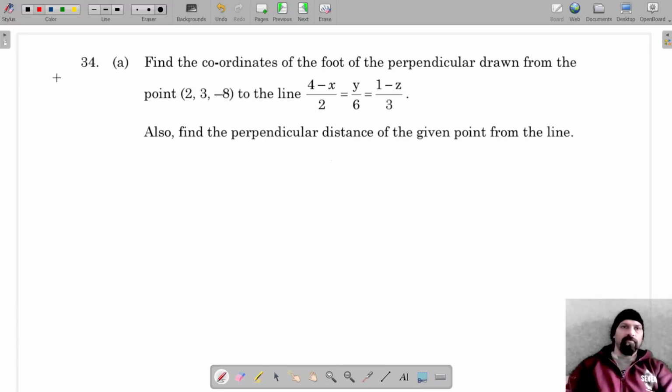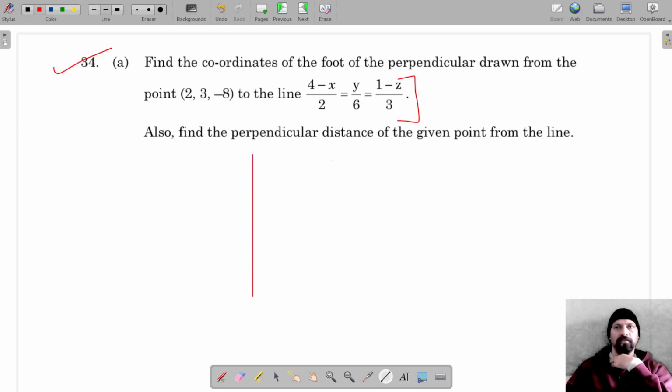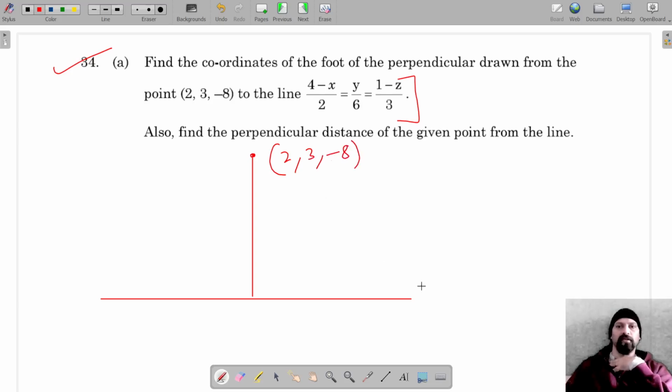Okay, for question number 34, part A, we have to find the coordinates of the foot of the perpendicular drawn from the point (2, 3, -8) to this line. The equation of the line is given in the Cartesian form. So let's visualize this problem first. Let's say this is the perpendicular drawn from the point (2, 3, -8), and this is the given line with the given equation, and this line is drawn from the coordinates (2, 3, -8) to the line.